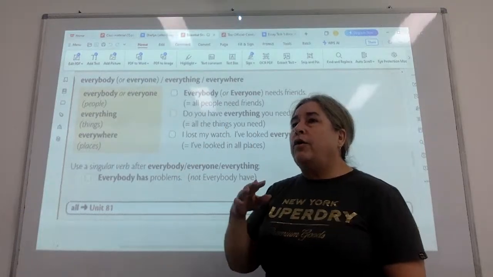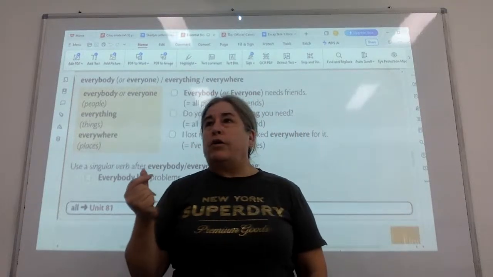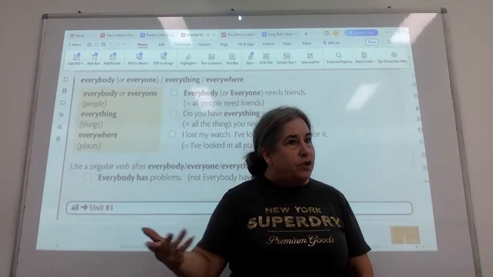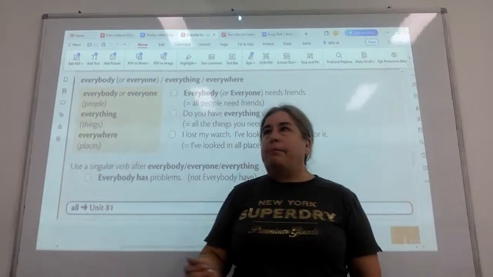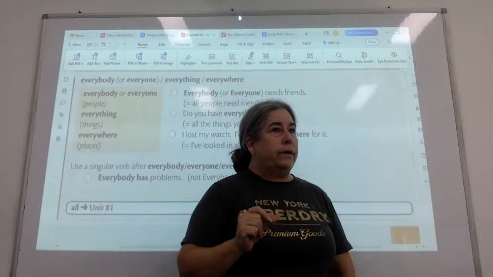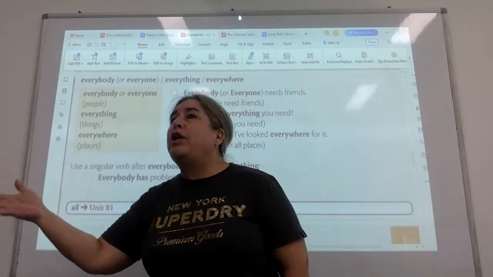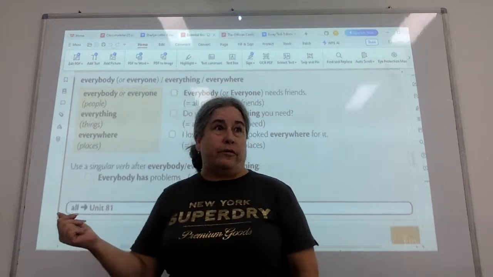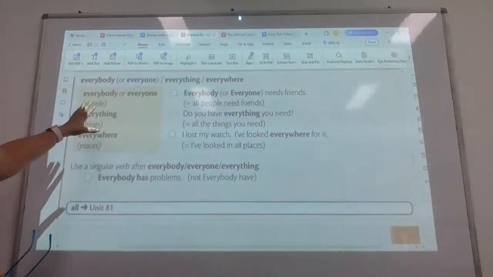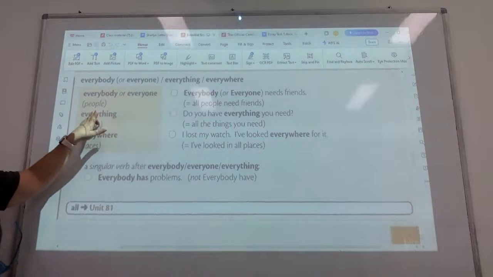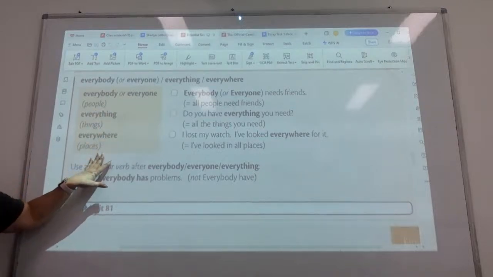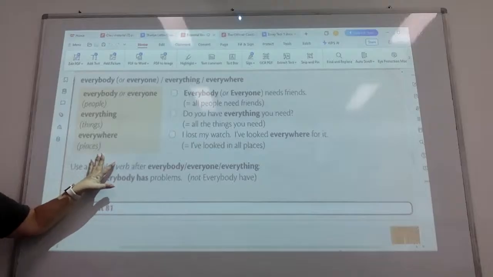So, to say everything you do, all the things you do, right? Everybody is important, all people. To say everywhere we go in Sydney, it is expensive, right? Every place. Okay? Good. So everybody or everyone, the body and the one refer to people, things, and where, places. Okay? Good.